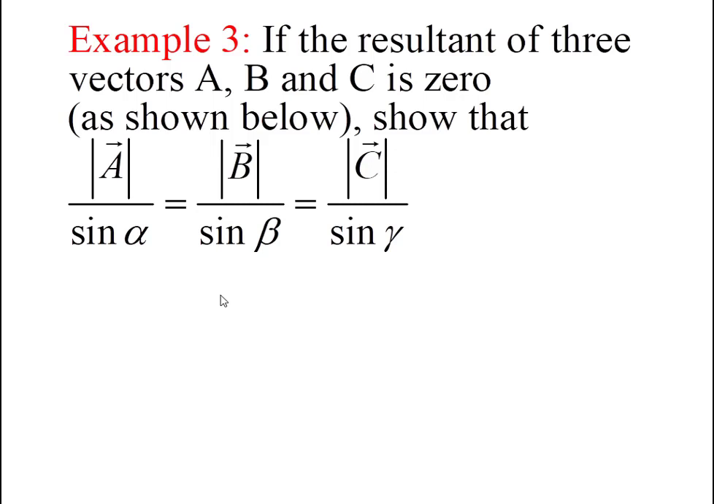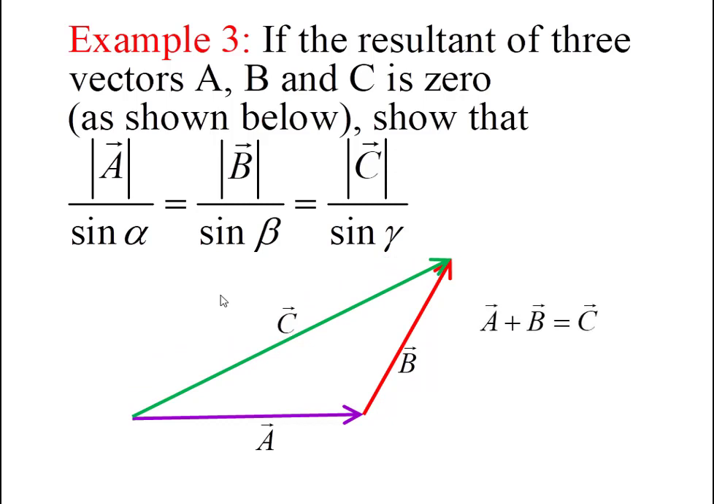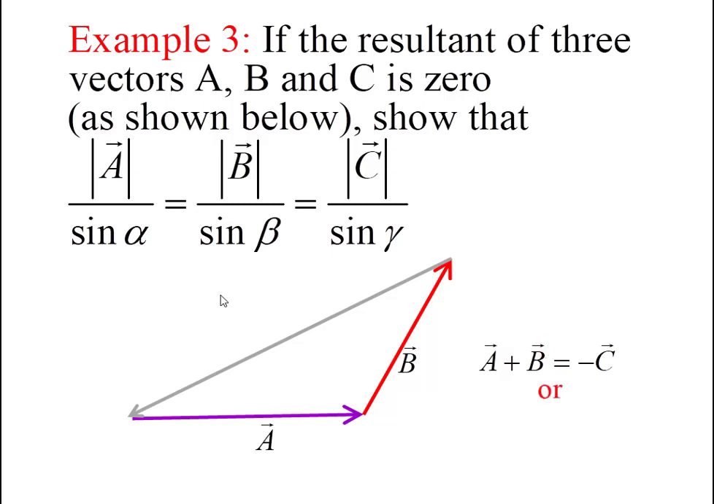And the third example is that the resultant of three vectors a, b, and c is 0, as shown in this diagram. For example, this is vector a and this is vector b. If this is a vector c, that would be the sum of a plus b becomes c, because now c is taken as the resultant, or the vectorial sum of a and b. But what would happen if my third vector c is in the reverse direction? Because c is in the reverse direction to that resultant, we will write a plus b plus c is equal to 0. So this is what the problem says.